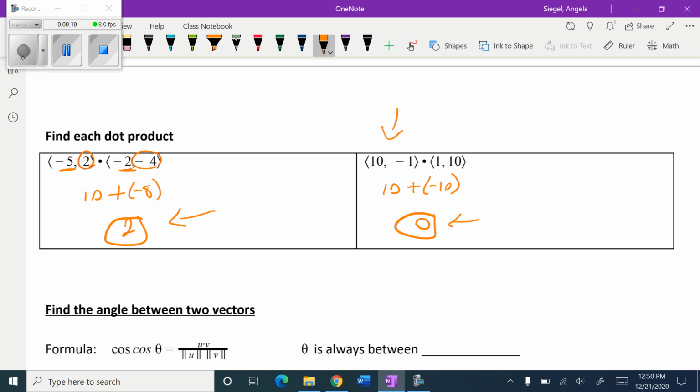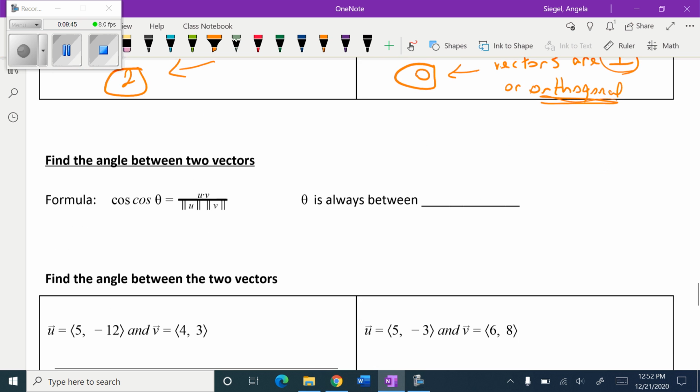But anytime you have a 0, that means that your vectors are going to be perpendicular to each other. So the vectors are perpendicular to each other, and that is called that the vectors are orthogonal. That's just a fancy word that they're perpendicular. So you're going to see that in your homework assignment. That's all that means. You're looking for perpendicular angles.